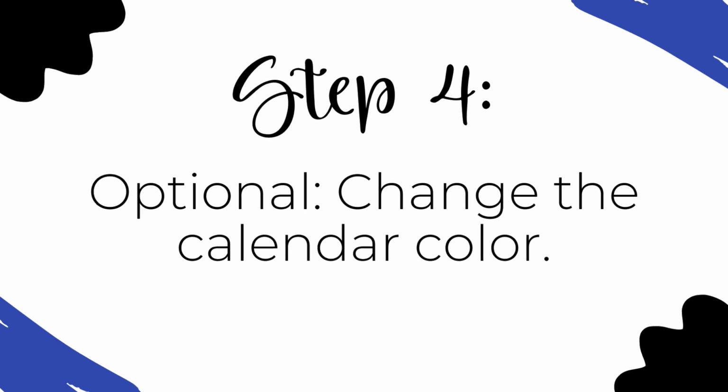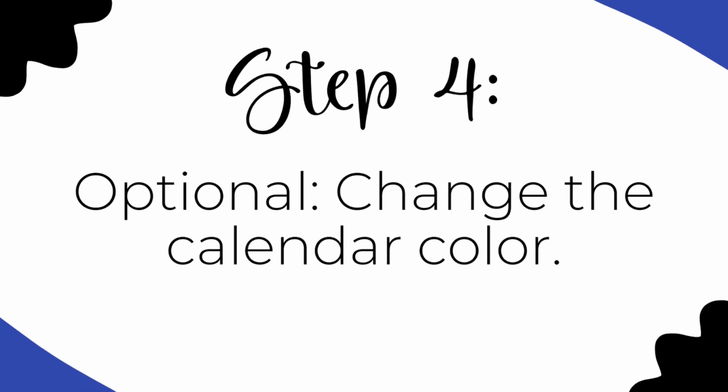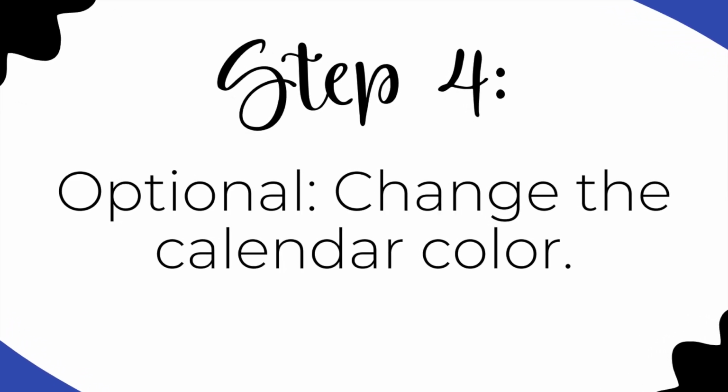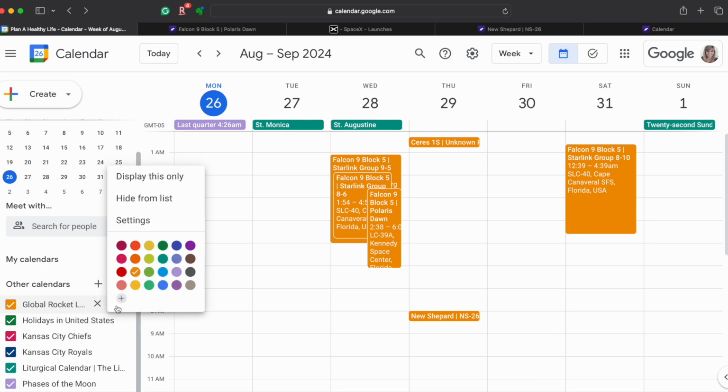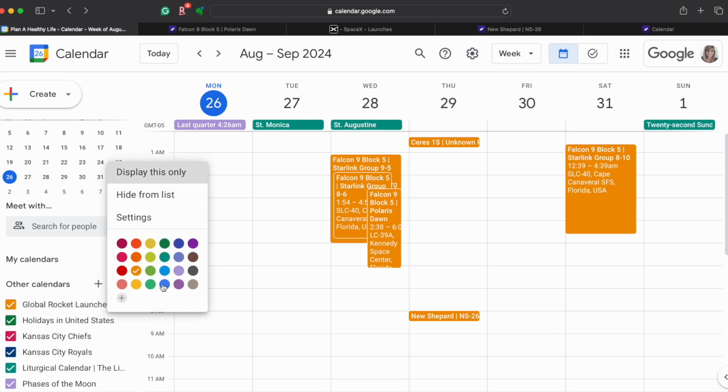Step 4 is an optional step, and that is to change the display color of the Next Spaceflight calendar. Google will choose a random color when it imports the rocket launch calendar. For me, it's orange. You can easily change the color if you prefer just by tapping the three vertical dots to the right of the calendar's name to bring up the options menu, and then just tap on the color you like.